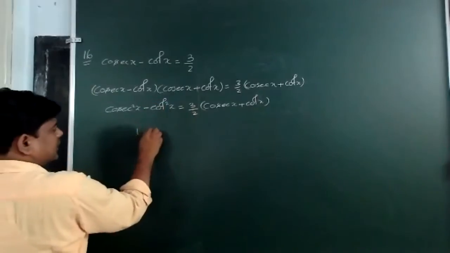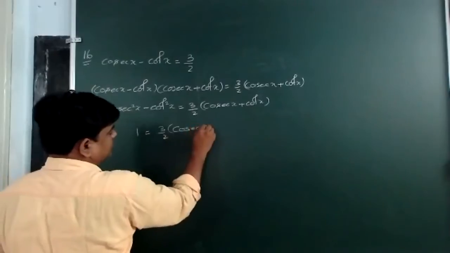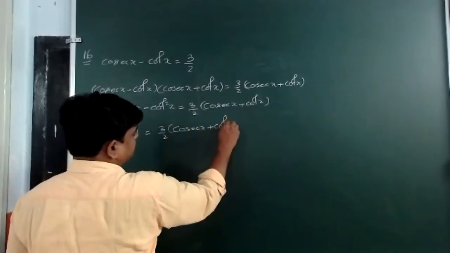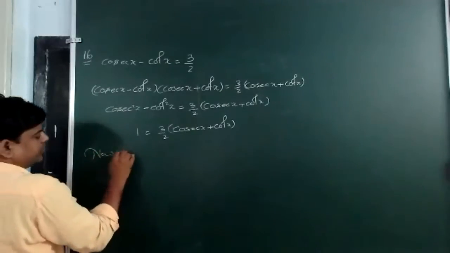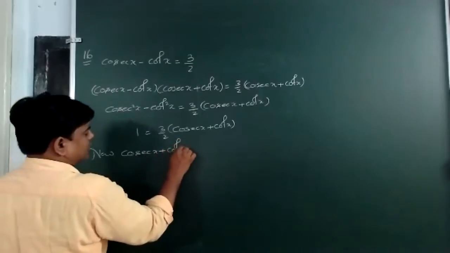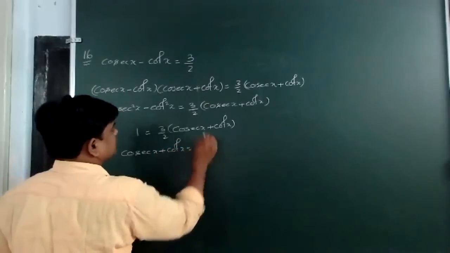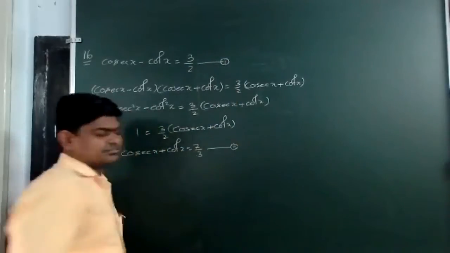This is 1, that is equal to 3 upon 2 cosec x plus cot x. Now, from here I can write cosec x plus cot x is equal to 2 upon 3. If I am taking this one as equation number 1, this one as equation number 2.